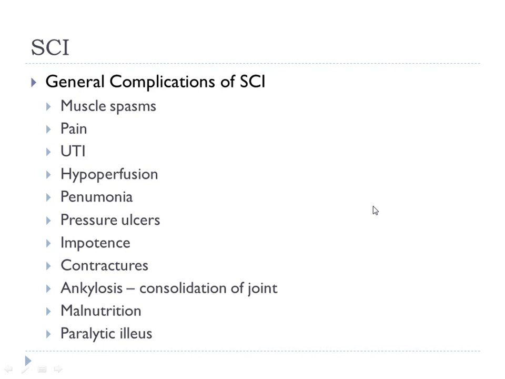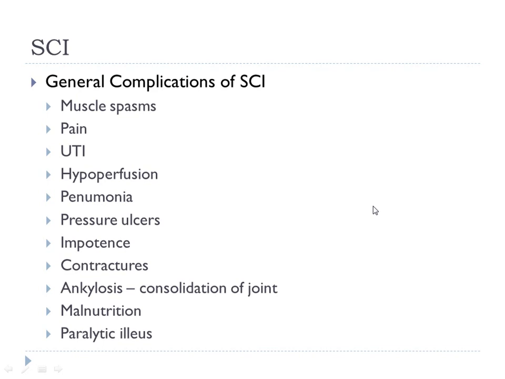Pneumonia. We talked about pneumonia as a complication of a spinal cord injury because often they have respiratory complications. The diaphragm is impaired. They don't have effective airway clearance. Maybe they're on the vent. Maybe they have a trach. Pressure ulcers, obviously because of impaired mobility. Impotence usually occurs.